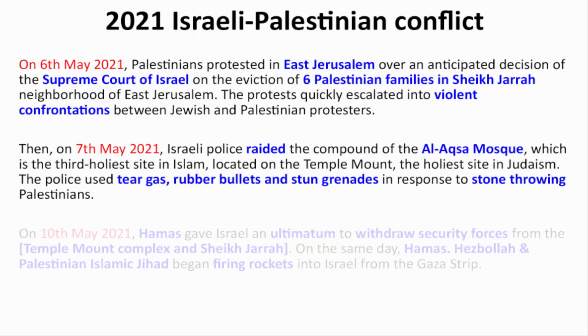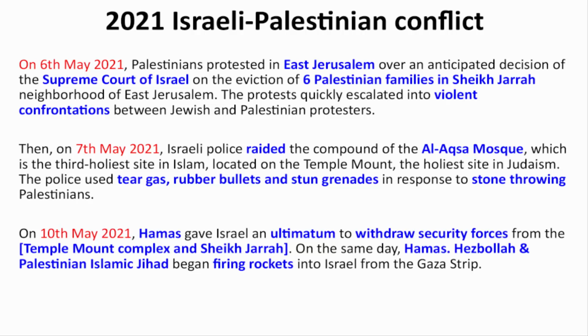Then on 7th May, Israeli police raided the compound of the Al-Aqsa mosque, which is the third holiest site in Islam, located on the Temple Mount, the holiest site in Judaism. The Israeli police used tear gas, rubber bullets and stun grenades in response to stone-throwing Palestinians. On 10th May, Hamas gave Israel an ultimatum to withdraw security forces from the Temple Mount complex and Sheikh Jarrah. On the same day, Hamas and Palestinian Islamic Jihad began firing rockets into Israel from the Gaza Strip.